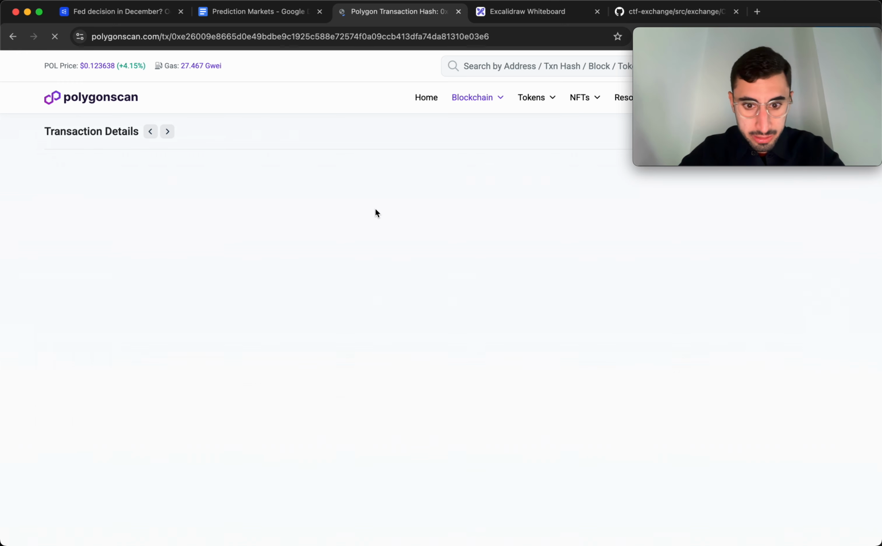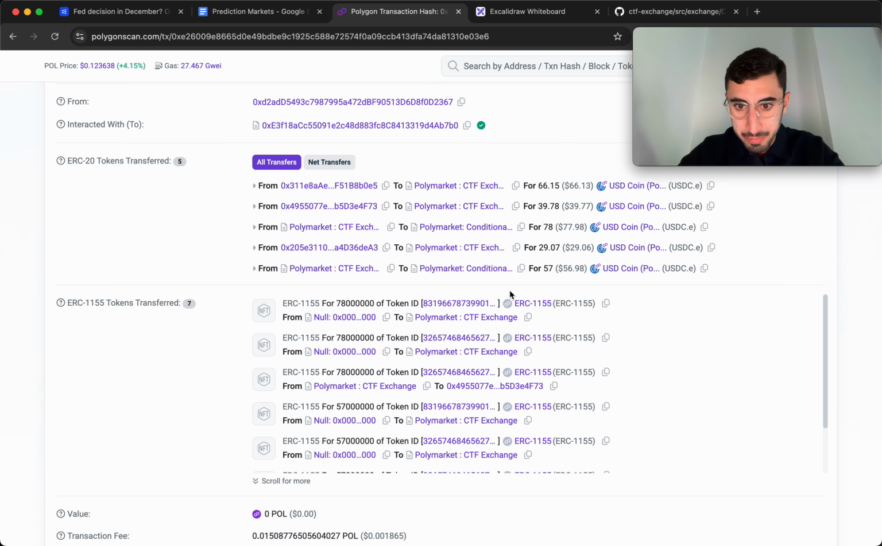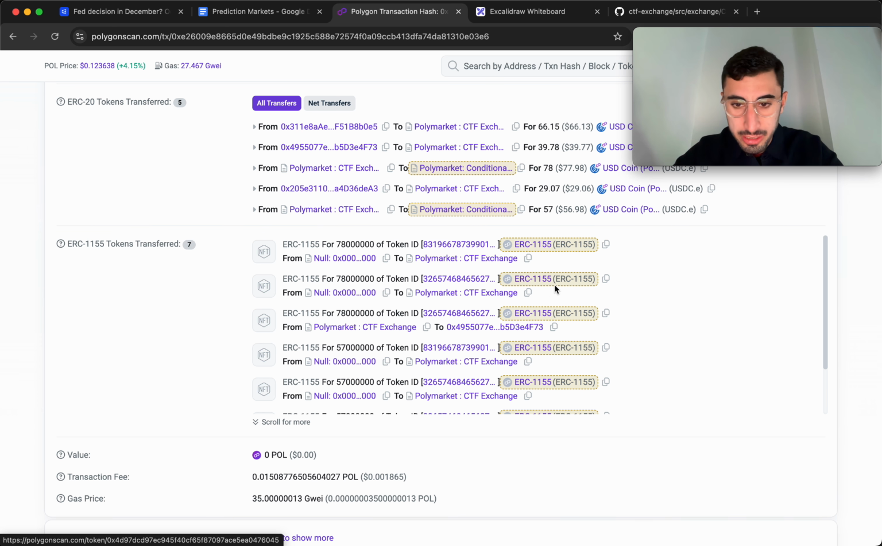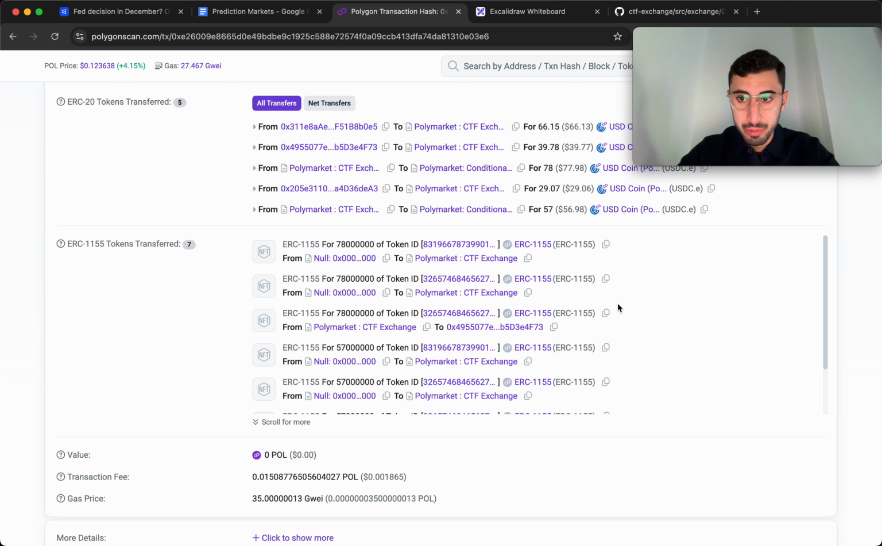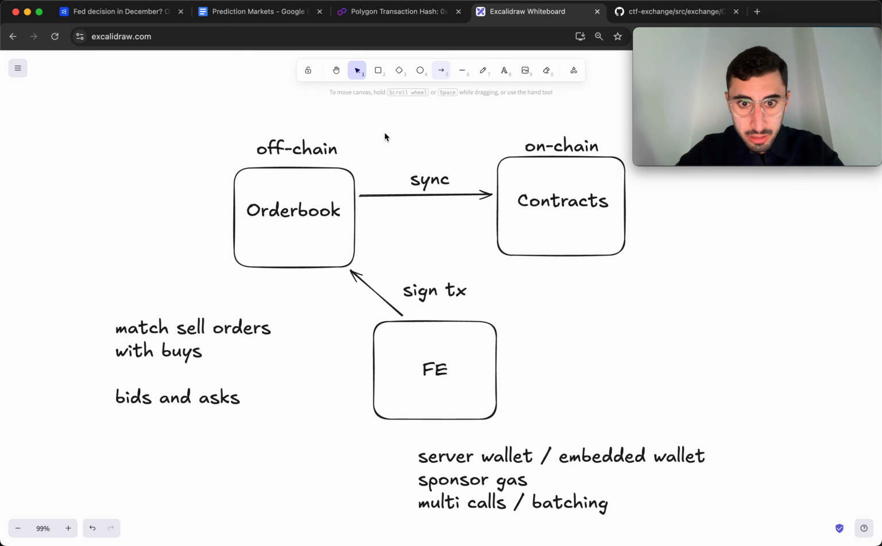So if you go to the Polygon scan, you can see a bunch of match orders, and if you go inside the match orders, it's basically a bunch of ERC 1155 transactions, because they represent yes and no tokens by an ERC 1155, which allows you to track multiple tokens in one contract. So this is basically the sync.